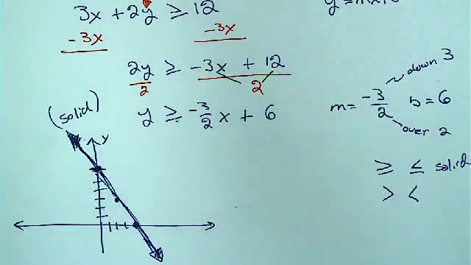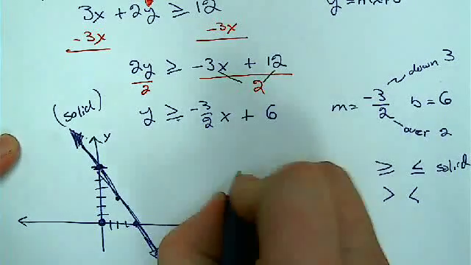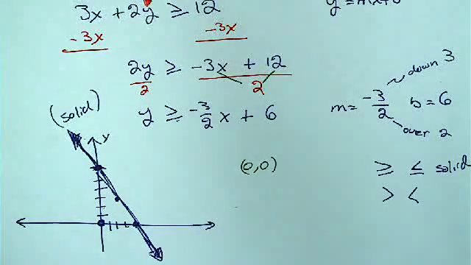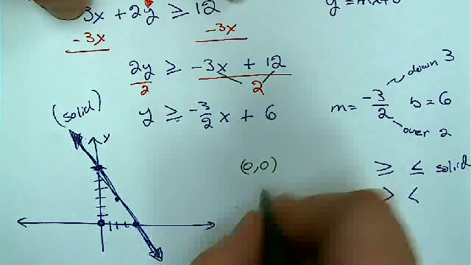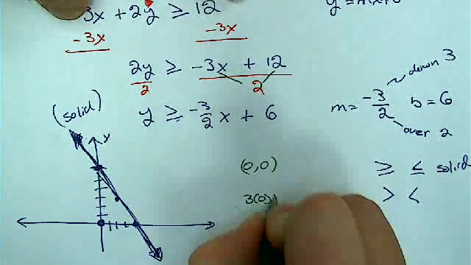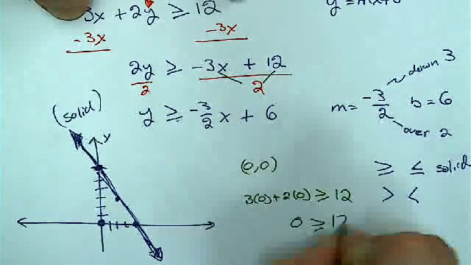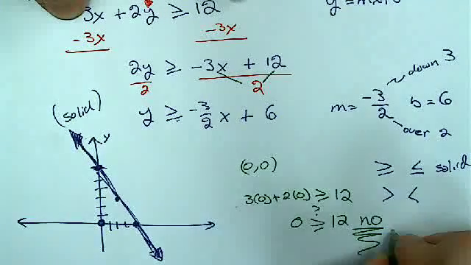The last question we have to ask ourselves now, where's my shading? Is it above it? There's a couple ways to check it. I always use 0, 0 as my test. So here's 0, 0. And I'm going to go back to the original equation to test it. Is 3 times 0 plus 2 times 0 greater than or equal to 12? Is 0 greater than or equal to 12? No. So that means it's not a solution.